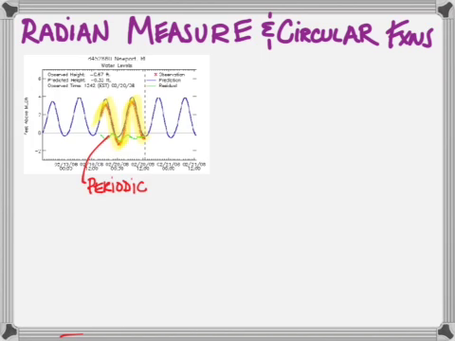Right now, what's my domain for sine and cosine? What do I plug into it? I plug in degrees, right? I plug in angles, and what do I get out? Ratios. So this is nice and periodic, but I know it's hard to see.